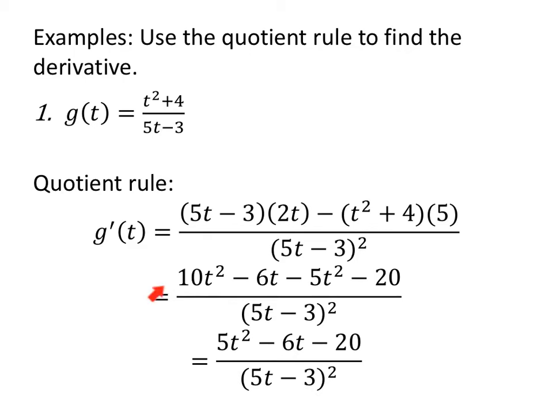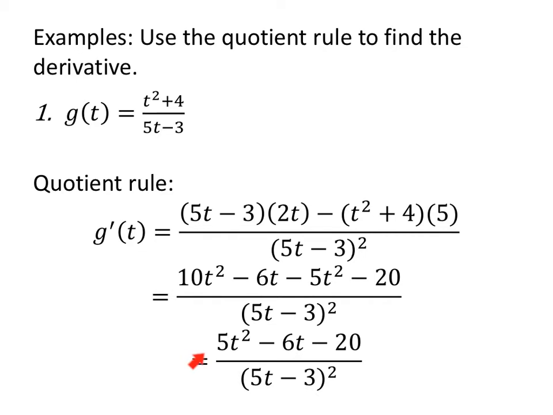Okay, let's simplify this. If I take 5t minus 3 times 2t minus t squared plus 4 times 5 and divide it by 5t minus 3 squared, I am not going to multiply out my denominator. I'm going to leave it in factored form. It's fine. I'm going to distribute the 2t times 5t and get 10t squared minus 6t. Make sure this negative sign distributes, so I'll have 5 times t squared, that's negative 5t squared. 5 times 4, that's negative, so a negative 20. Combine like terms, the 10t squared minus 5t squared gives me 5t squared minus 6t minus 20 over 5t minus 3 all squared.